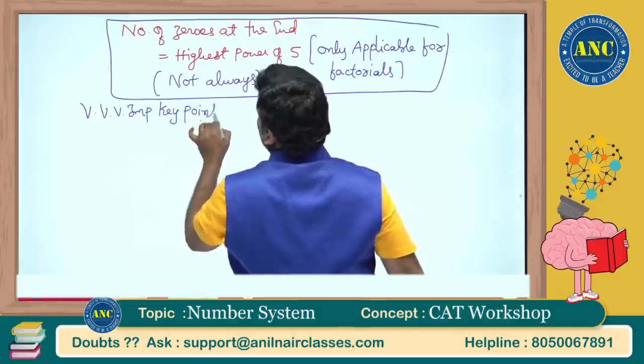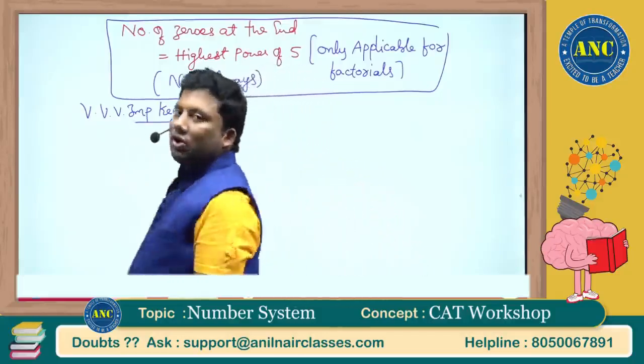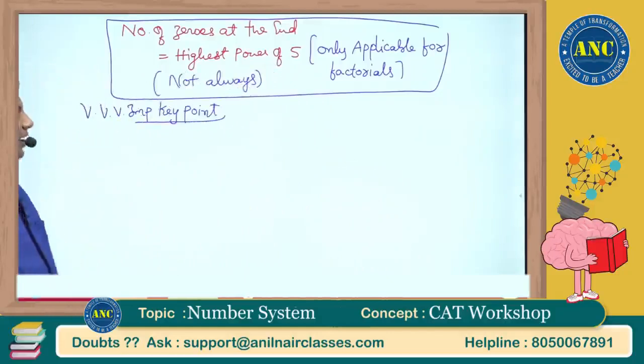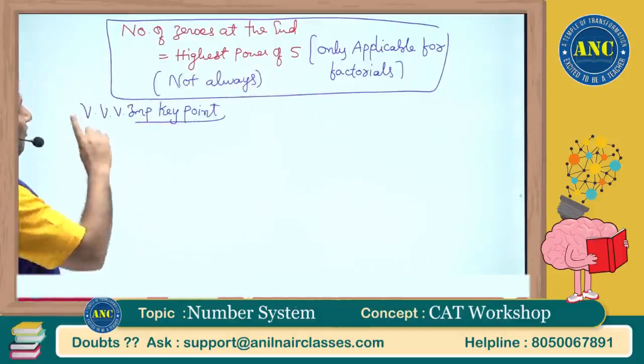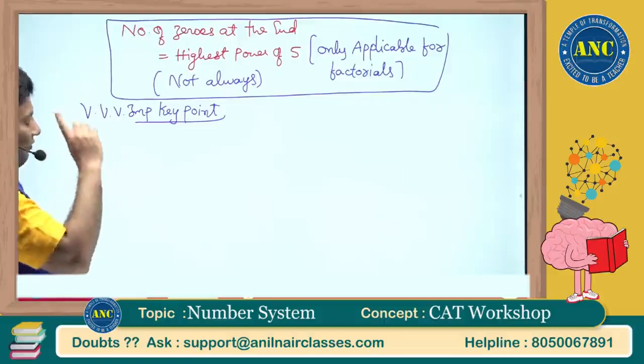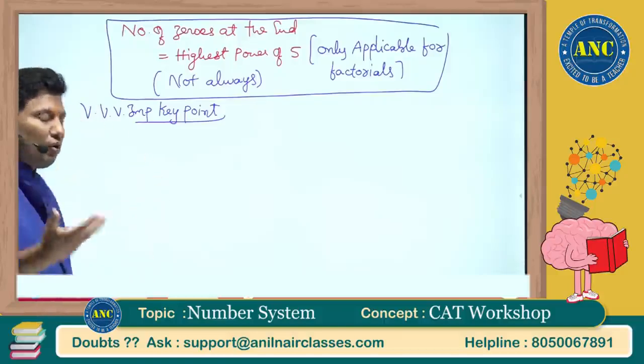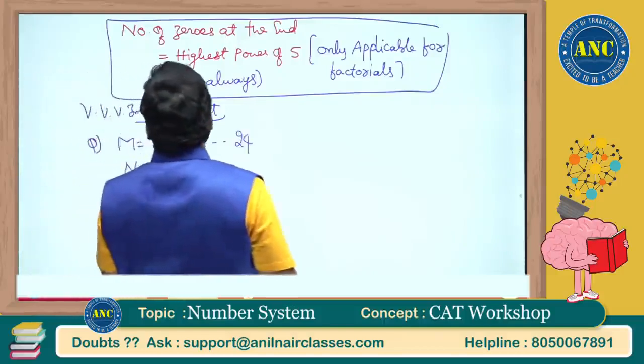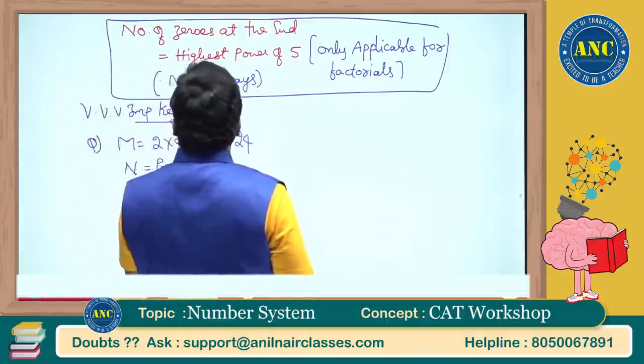Extremely important key point. The number of zeros at the end is the highest power of 5. It is not applicable for all numbers. For certain numbers, the power of 2 can also give it. Power of n is the product of all odd numbers.